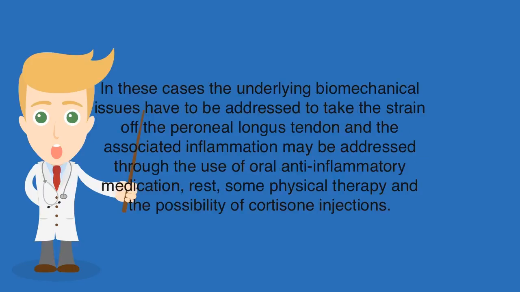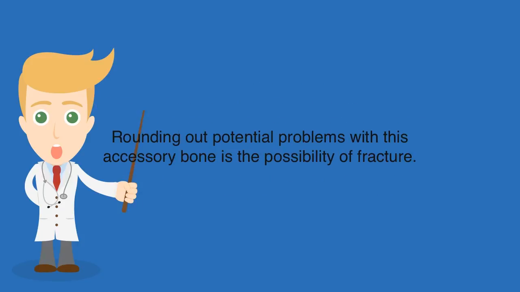In these cases, the underlying biomechanical issues have to be addressed to take the strain off the peroneus longus tendon, and the associated inflammation may be addressed through the use of oral anti-inflammatory medication, rest, some physical therapy, and the possibility of cortisone injections. Rounding out potential problems with this accessory bone is the possibility of fracture.